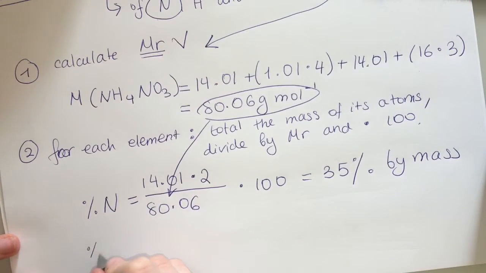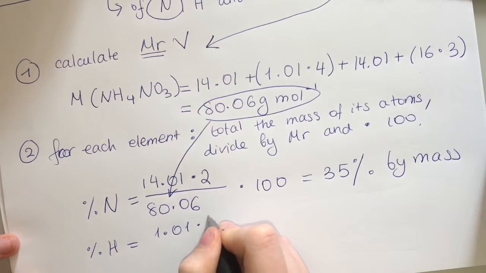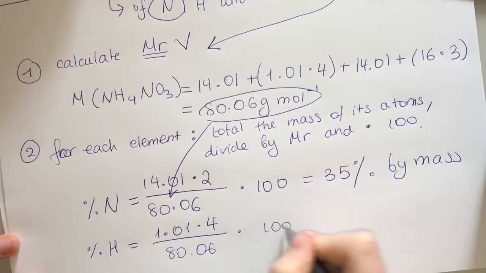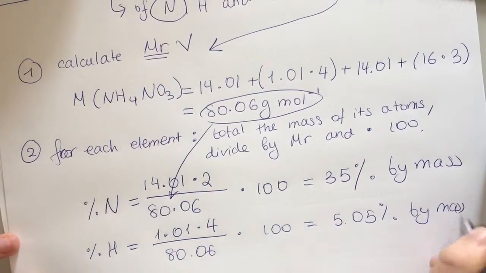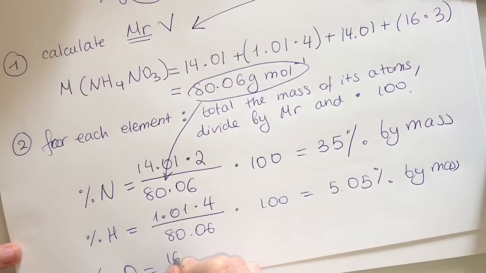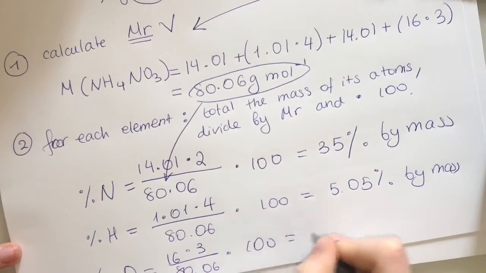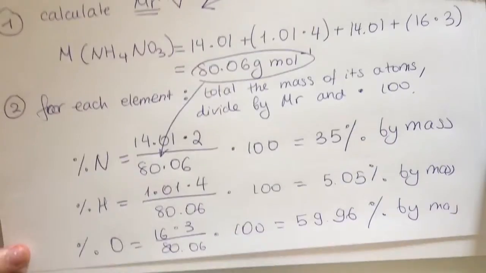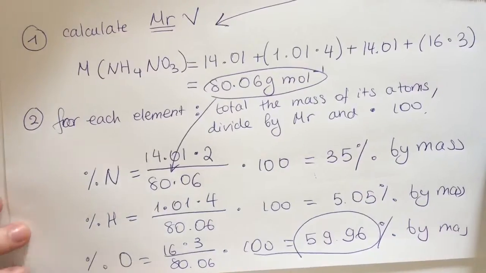So for example, you take the percentage biomass of hydrogen, and it's not that hard, you divide it by the molar mass that we found and times it by 100, which gives 0.05% biomass. And then lastly, you would take oxygen and take its mass times 3, divided by 80.06, times 100, would give you 59.96% biomass. And then you would say, okay, there's more oxygen than any other element in ammonium nitrate.